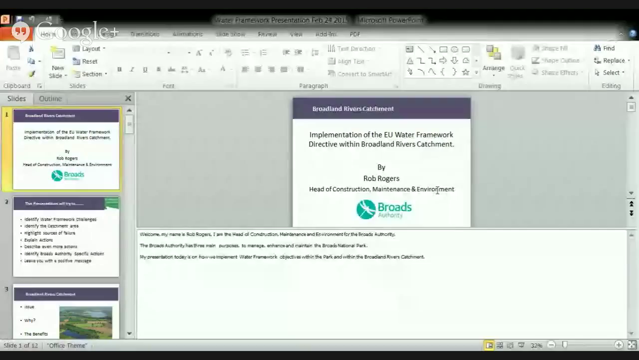My presentation today is on the Water Framework Directive and how it's implemented in the Broadland catchment area. Now, I'm hoping very much that this sharing of my screen works and that you can now see what I'm seeing. So this presentation is on the implementation of the EU Water Framework Directive within the Broadland River catchment.